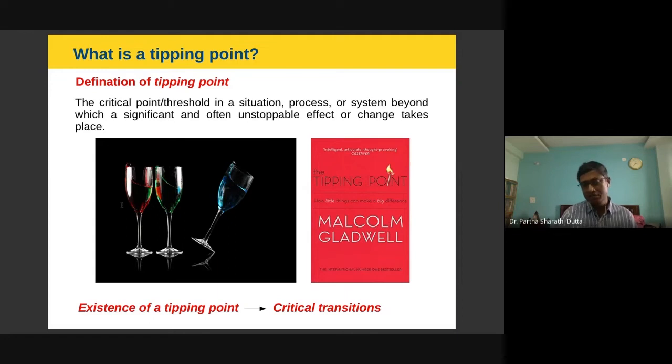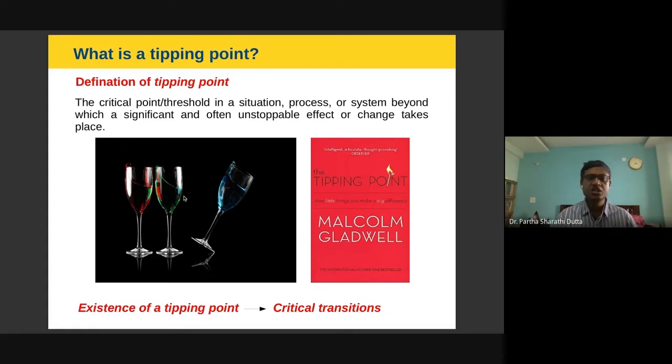Let me give this nice example of a wine glass. You see the two wine glasses on the left, they are standing. If you push the third wine glass a little bit, and the force you exert does not cross a critical threshold, it will come back and restore its original position. But the moment the force crosses a critical threshold, the wine glass will tip to an alternative state. This is the basic idea of a tipping point: a system suddenly changes from one state to another upon crossing a critical point or threshold.